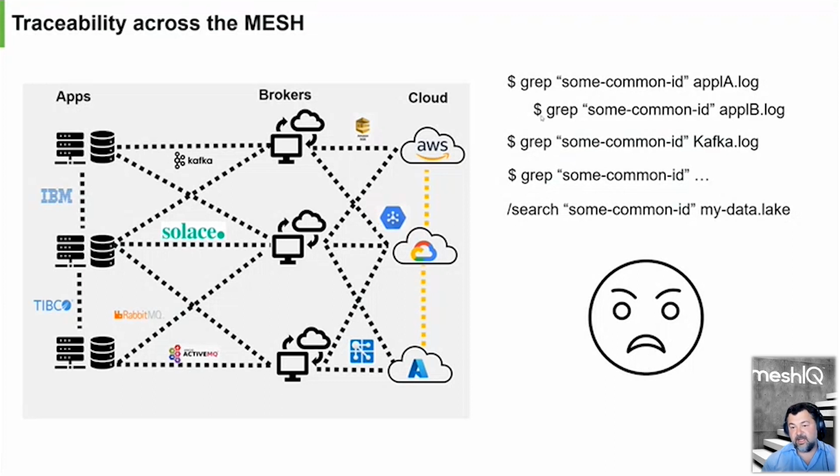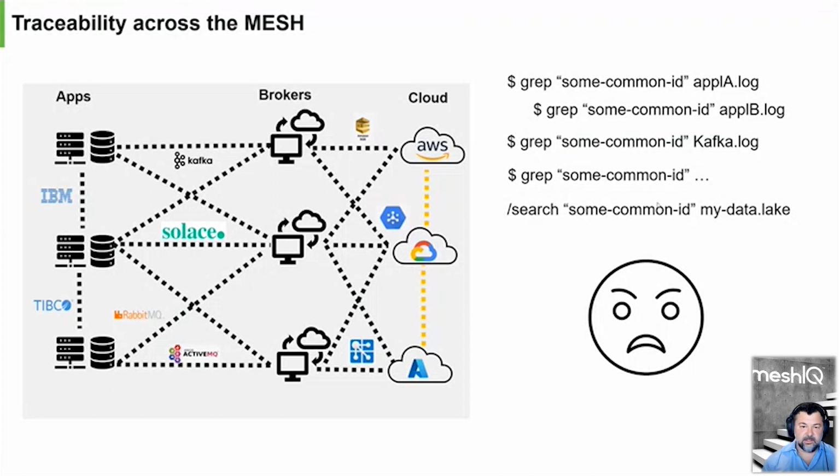So technically speaking, you're going to have to do a search. You're going to search in the data lake for some common ID. So let's say it's a payment. You're going to search for a payment and say, well, where is that payment? So it's a very painful process. It requires you searching through multiple logs, multiple data lakes, multiple applications, and trying to figure out what's going on.